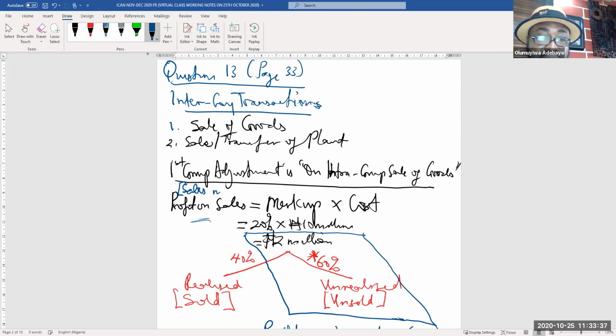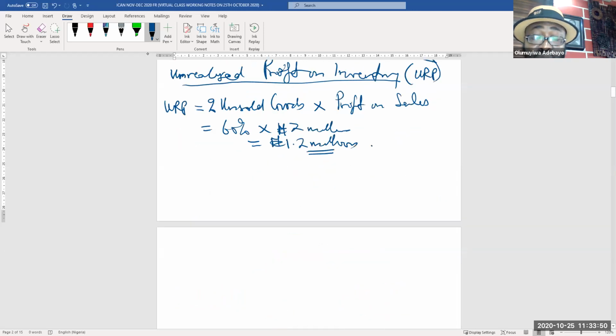Sales made by parents. Later on, I'll come to describe how we consider such sales made by parents. Now, the parent made the 1.2 million naira, of which 1.2 million naira of it is unrealized. What then do we do? We take it out of the profit of the parent because it is unrealized.